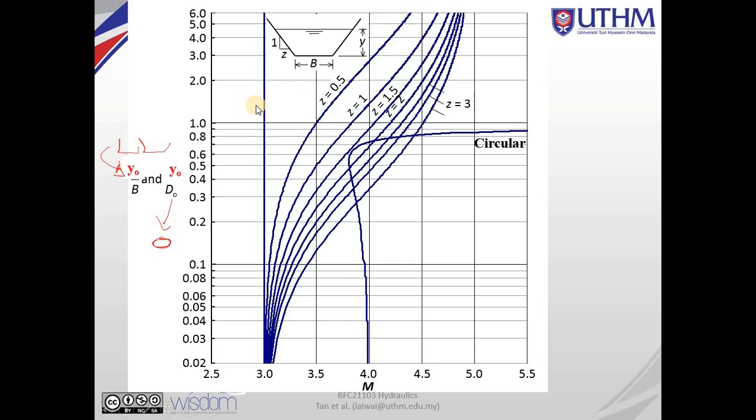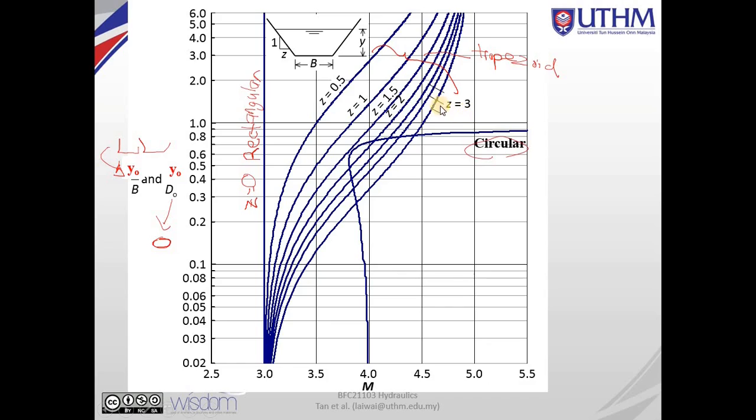Here is rectangular; the description for this line is missing. So this refers to the rectangular shape, where Z is equal to 0. This all refers to the trapezoidal shape, depending on the side slope of the channel. The trapezoidal shapes range from 0.5 up to 3. And the last line here refers to the circular shape.